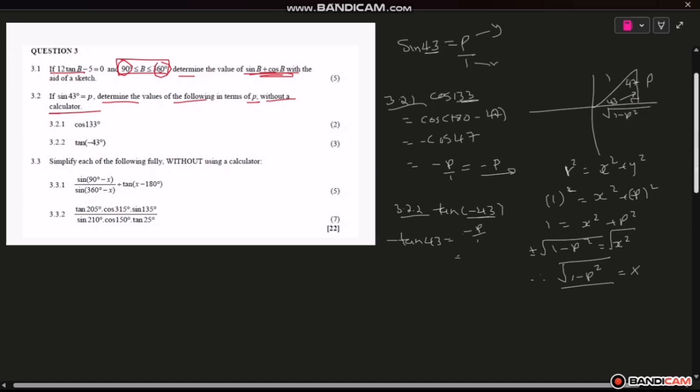What is the value of x? The value of x, this is the value of x. This is the value of y. Therefore, what is the value of x? The value of x is going to be, negative p over the square root of 1 minus p squared. This is the answer. I hope you understood it.